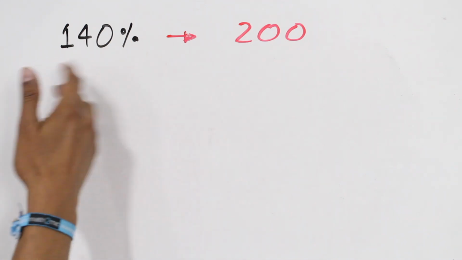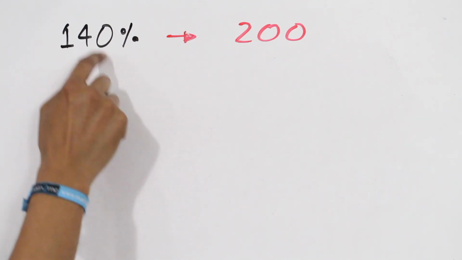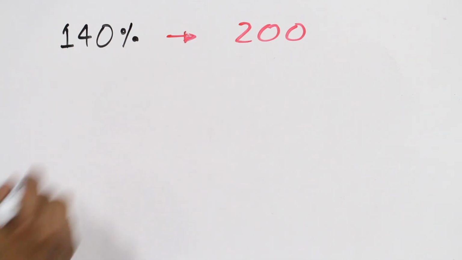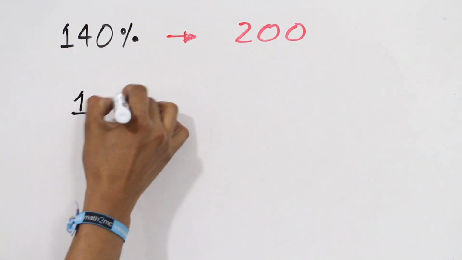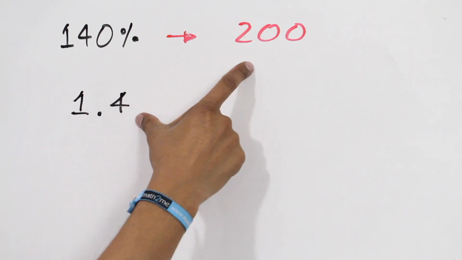And finally, we have to find a percent greater than 100. But don't worry, it's the same procedure. Step number 1, turn the percent into a decimal form, which is 1.4. Step number 2, multiply the numbers.